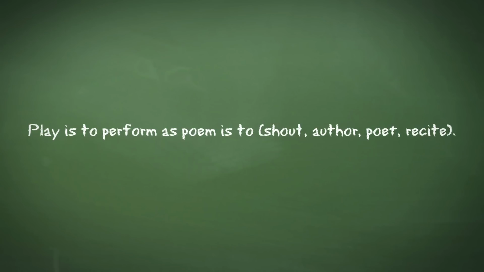Now, start by looking at the first part of the sentence. Play is to perform. This gives us what we need to select the correct word for the second part. Notice straight away that perform is a verb that relates to the action of acting in a play. So in the answer, we will be looking for a verb that relates to the action of saying a poem. If you look at the possible answer choices, you will see that only two of them are verbs, shout and recite. So we can eliminate author and poet.